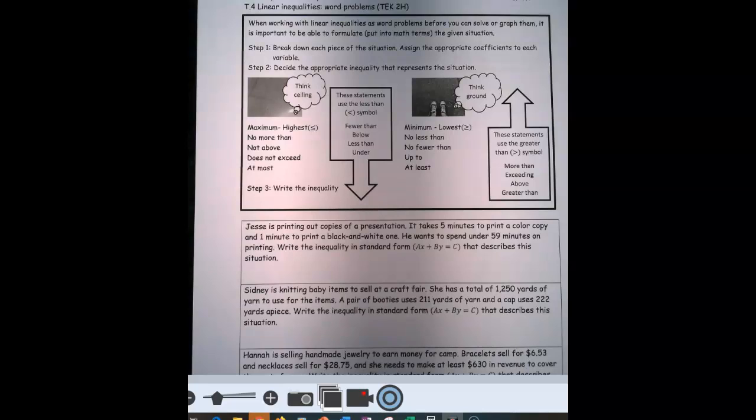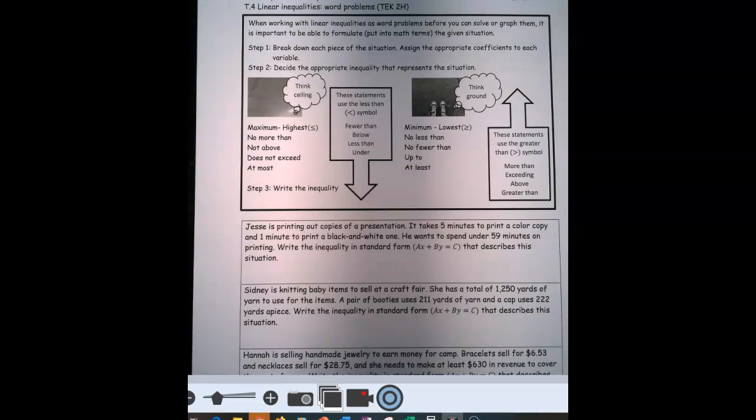So y is less than a line, or y is greater than a line, or y is less than or equal to a line, or y is greater than or equal to a line, but it was just one line, right? In this case, we're going to be looking at an inequality using two variables. But the process is pretty much the same.